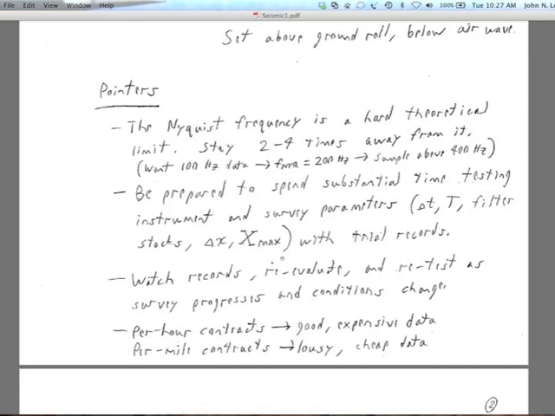All right, is it so far? Is X max so far that you're just recording nothing but noise? You know, all the waves from your source have died out over half your channels, or are you only recording close enough that you're not seeing any of the refractions. Okay, so that's a really critical parameter.